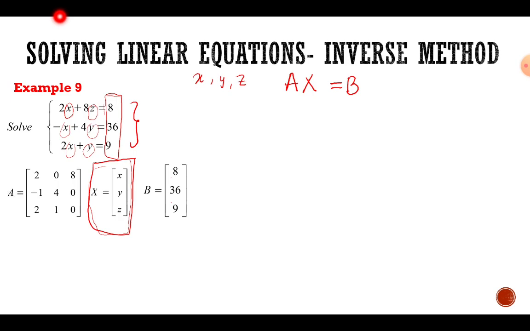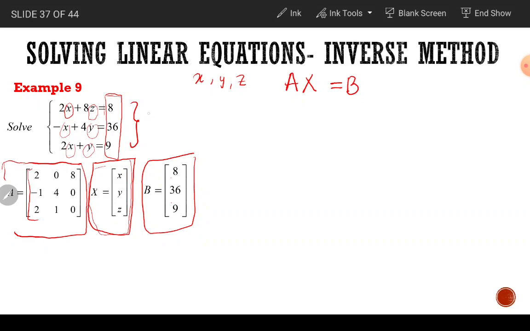So we are left with matrix A. B is already there, and the answer for A is actually already there. I just want to discuss with you, to clarify with you, how do we get such a matrix. We get 2, 0, 8, negative 1, 4, 0, 2, 1, 0 here. How do we get this?